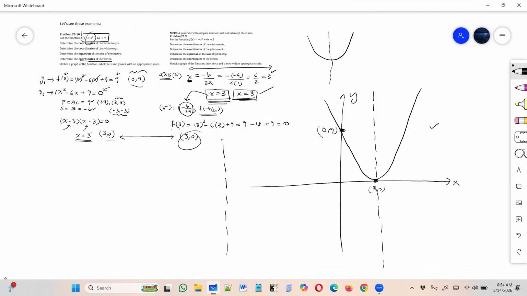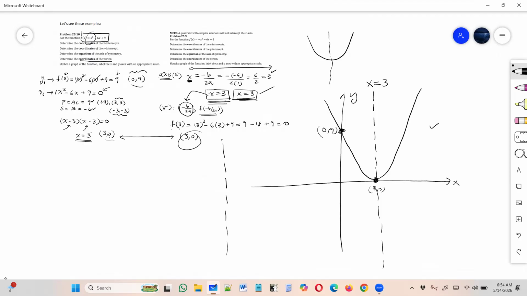That's all you need to do. You need to put the y-intercept. If you have just one x-intercept, 1. If you have 2, you put 2. The axis of symmetry in this case is x equals 3, and the vertex, and obviously the graph.